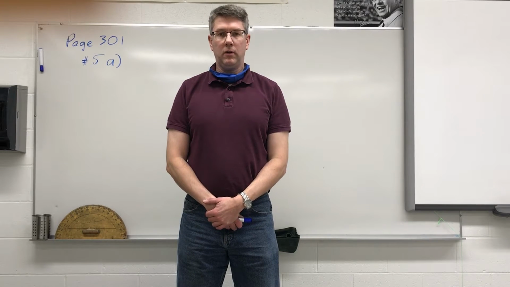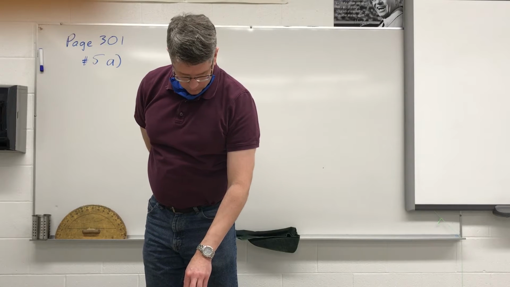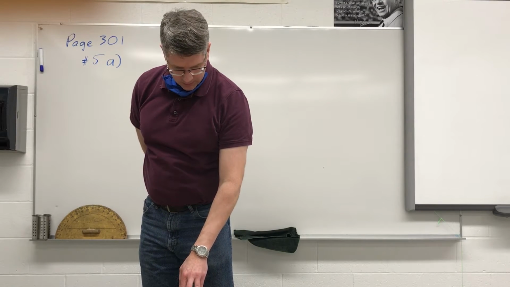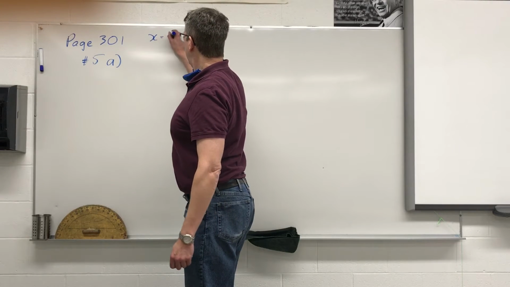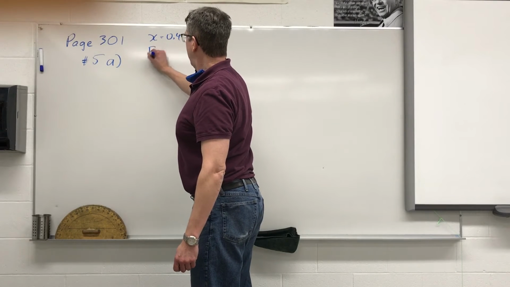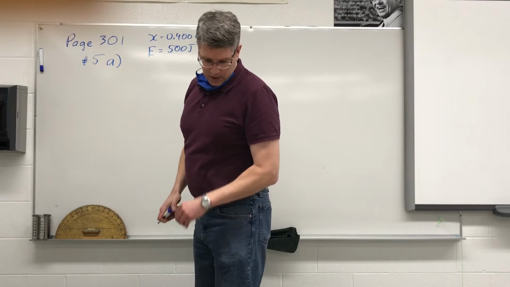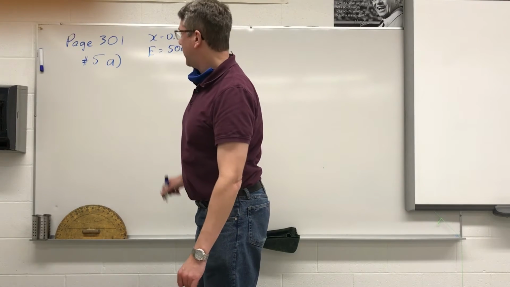Page 301, question number 5. When a spring is stretched by 0.400 meters from its equilibrium position, its elastic potential energy is 500 joules. So we have an x value of 0.400 meters, and we have an energy of 500 joules. Part A, what is the magnitude of force required to produce this amount of stretch?